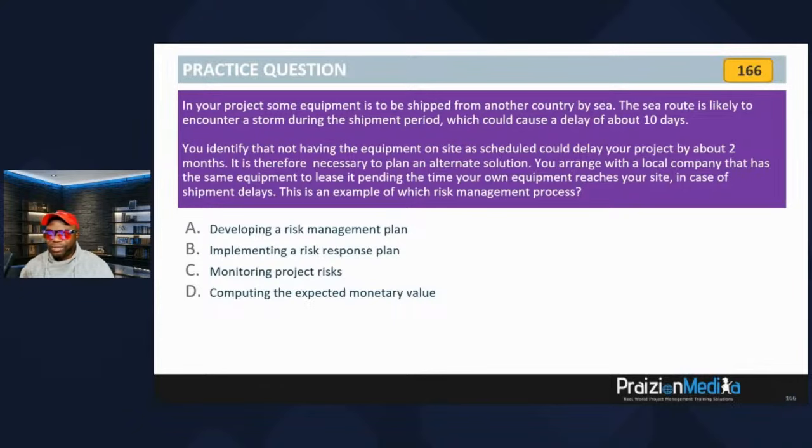You arrange with a local company that has the same equipment to lease it pending the time your own equipment reaches your site in case of shipment delays. This is an example of which risk management process?